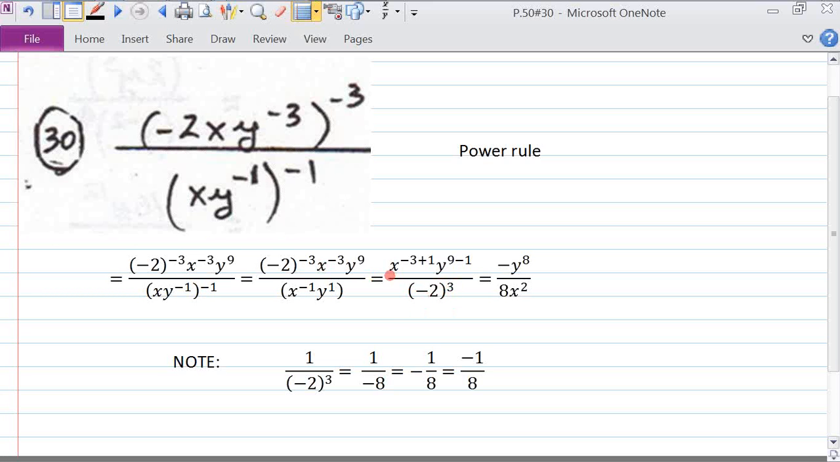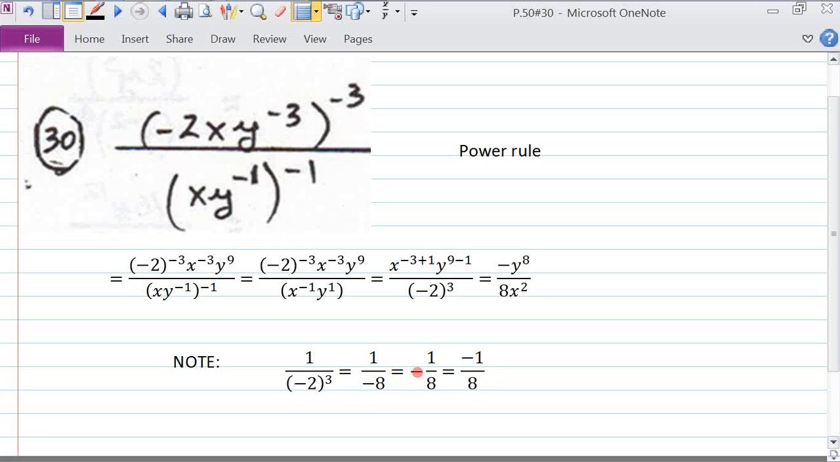So when I add these two terms, I get x to the minus 2. And I'm going to bring it down and make it x squared right there. The y is to the 8th. Minus 2 times minus 2 times minus 2 is minus 8. On the denominator, it's like this. And that's where we get the minus sign that appears here, because minus 2 cubed is minus 8.